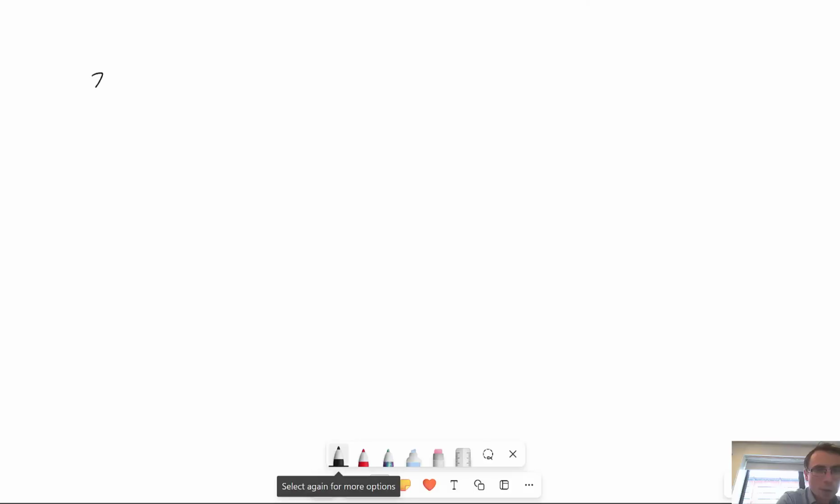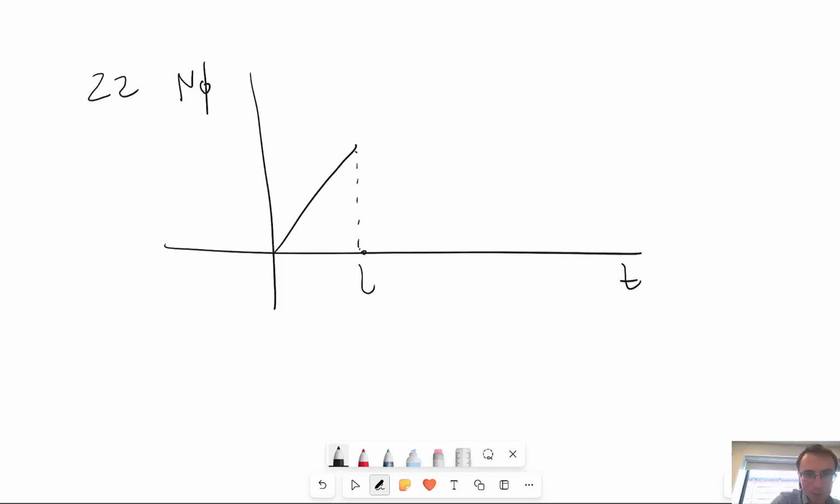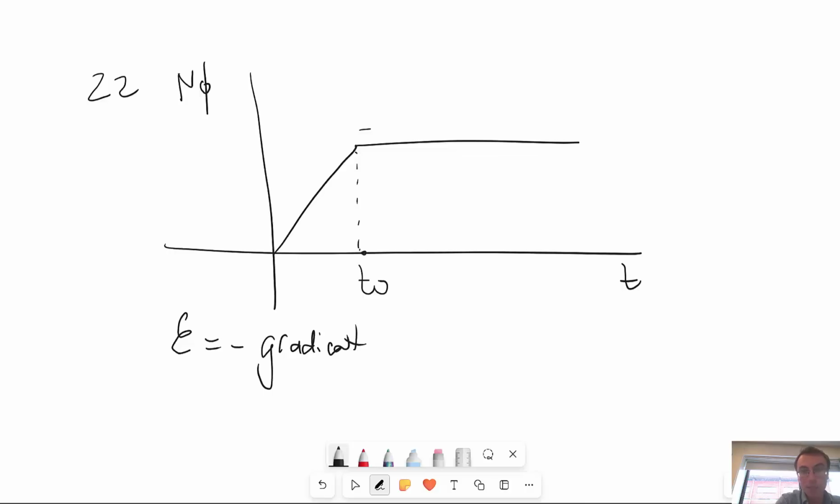Okay, for question 22, we have a graph of flux linkage, phi, against time. Now the graph looks something like this, and then there's a certain time t0, and then the graph is constant. Okay, so the induced EMF is the gradient of the graph. In fact, it's minus the gradient, minus the rate of change of magnetic flux linkage.